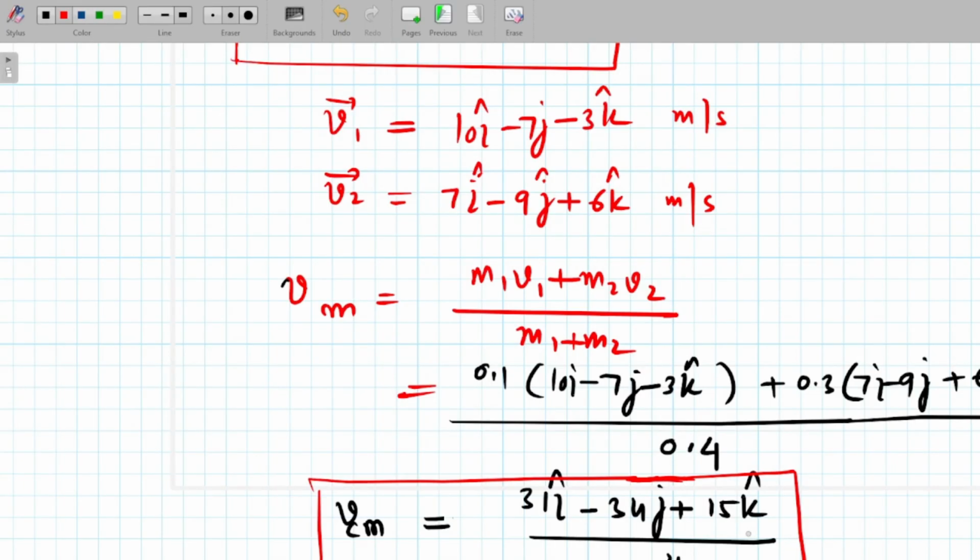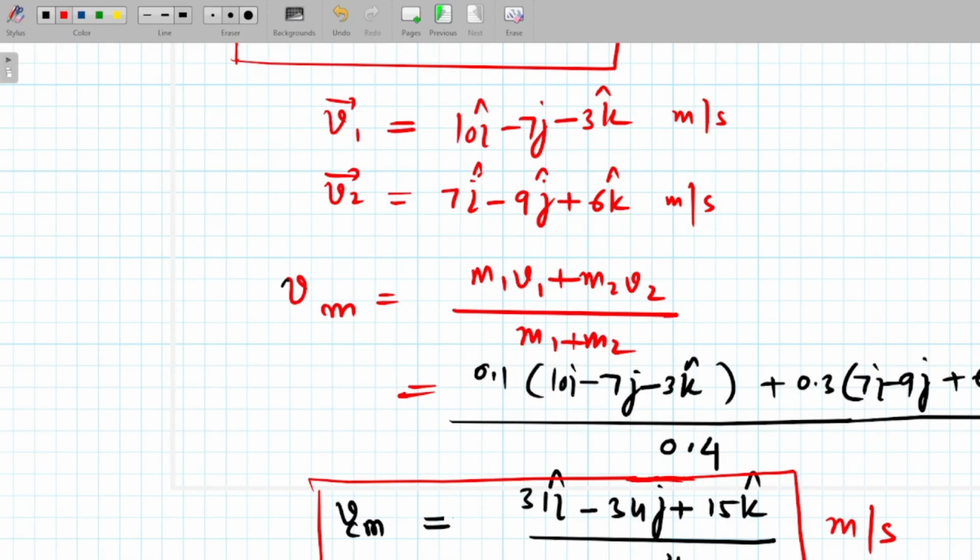Did you get it? Yes. You will not get 31. When 0.3 is multiplied by -9, 9 times 3 gives 27. Then 0.1 multiplied by 7 is 0.7, so 2.7 plus 0.7 will become 3.4, and when multiplied by 10, 34 comes. Okay, so this is our VCM and measurement will be in meter per second.